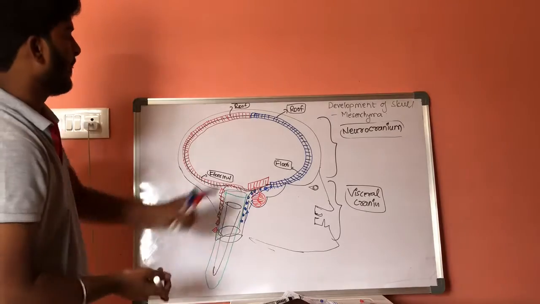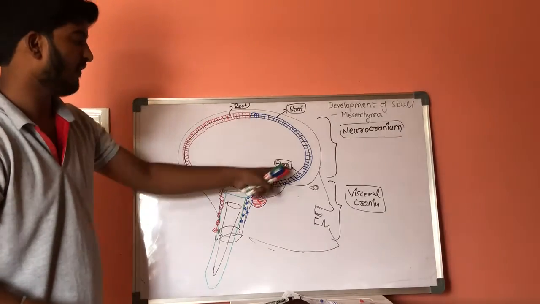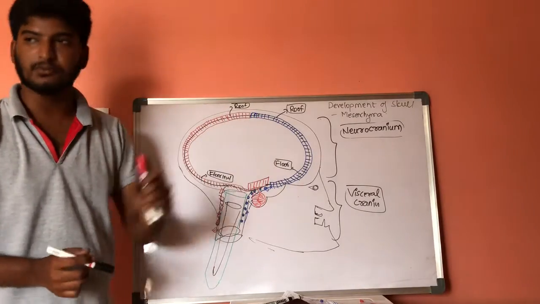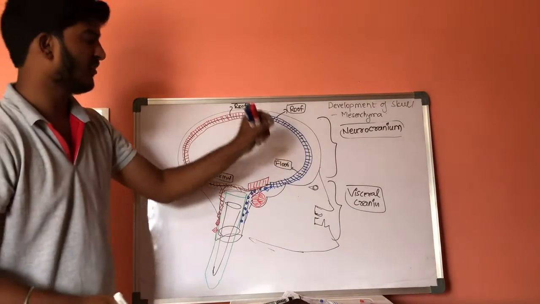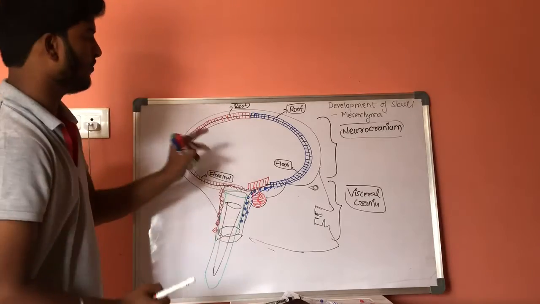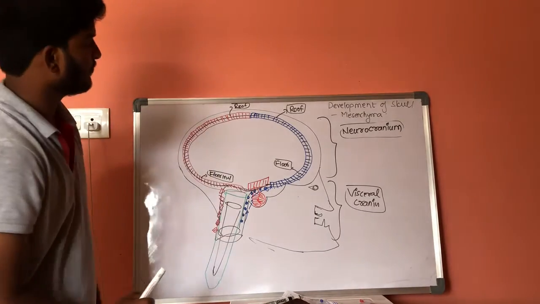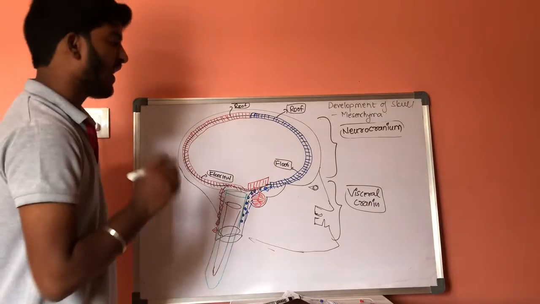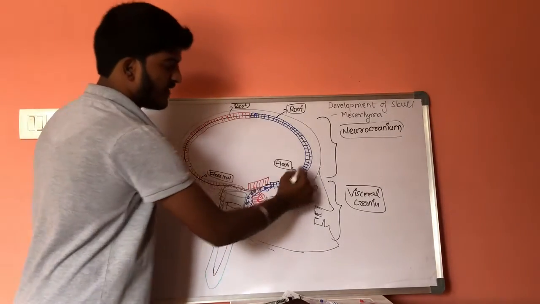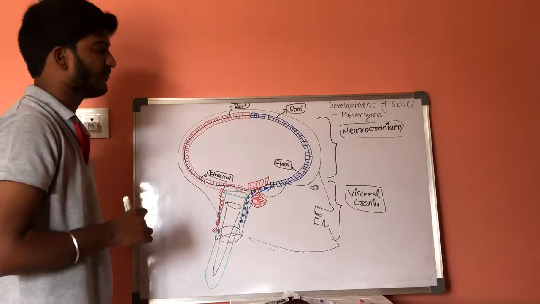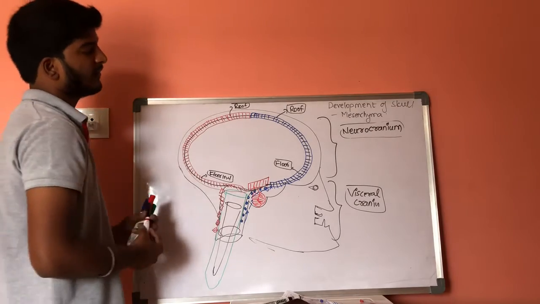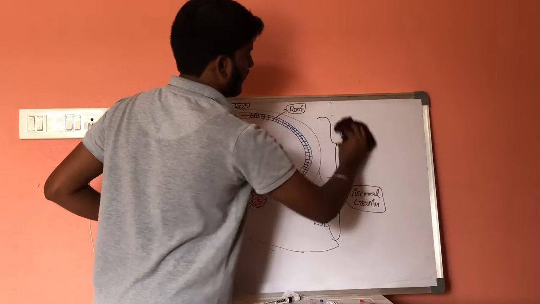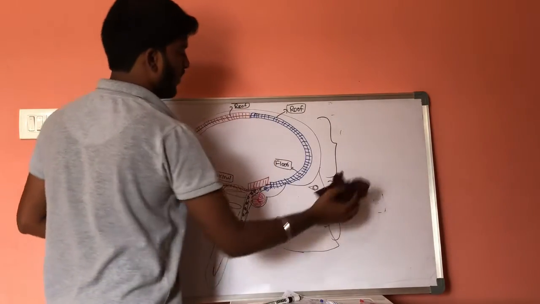Now all of this which is developed will be in mesenchymal form, which is fibrous connective tissue. Now this fibrous connective tissue should be converted into bony form. There are two methods, or two pathways, involved in the conversion of these mesenchymal cells into bony cells. There are two forms.